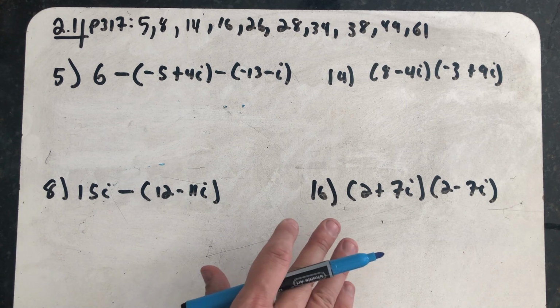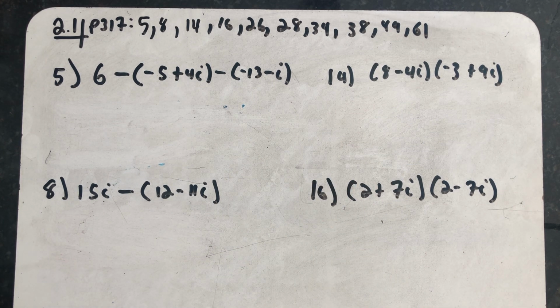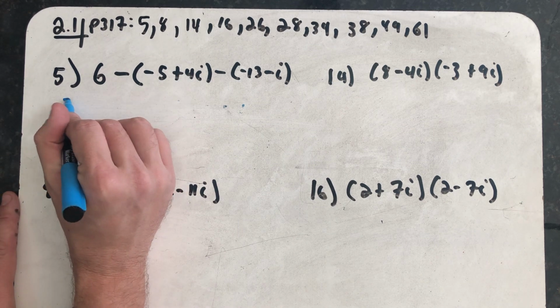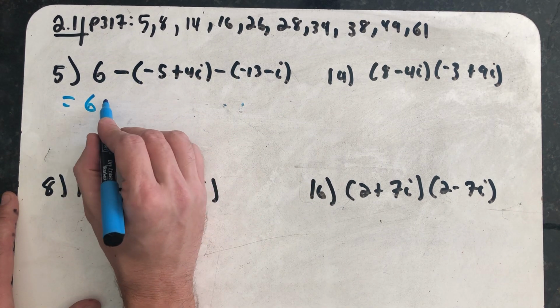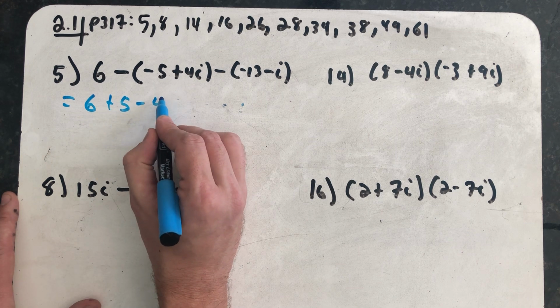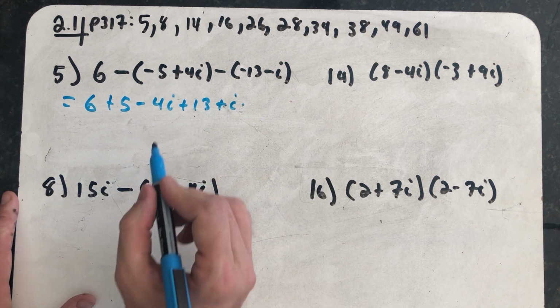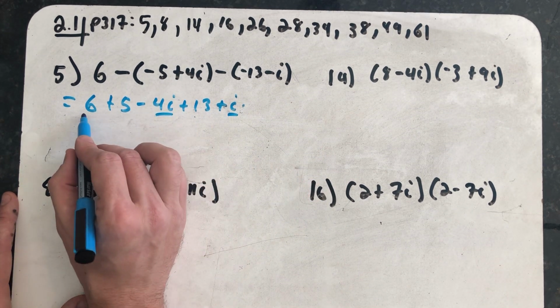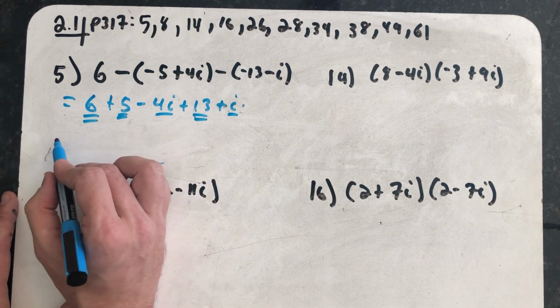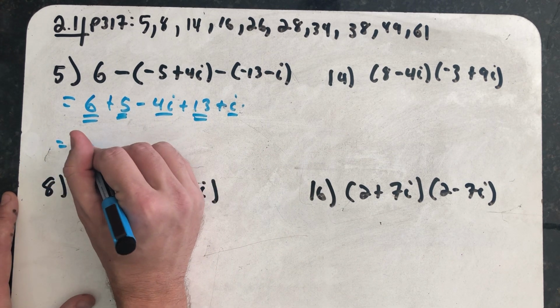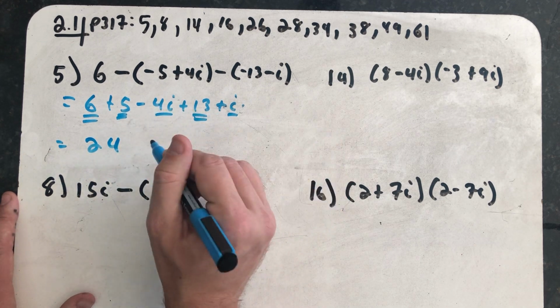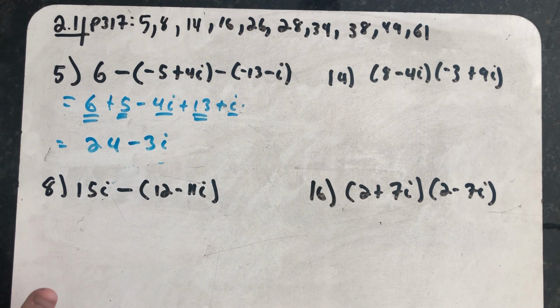The next few, starting with 14 and 16, the instructions are to find each product and to write the answer in standard form. For all of them, I'm just going to perform the indicated operations. So in this first one, I'm going to start just by distributing these minuses. Now I can combine like terms, and I have 2 imaginary parts, and then I have 3 real parts to add together. 6 and 5 give me 11, 13 more is 24, and then minus 4i plus 1i is minus 3i. So I end up with a real part of 24 and an imaginary part of minus 3.